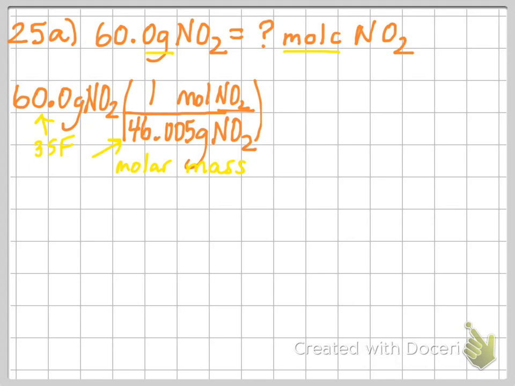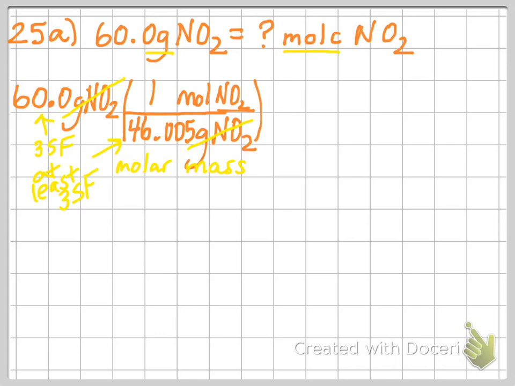Again, here you want to make sure, because this here has 3 significant figures, you want to make sure that this number here has at least 3 significant figures. You can use more than that, like I have, but you should use at least 3, okay? So we've used molar mass. We start to look at our units. Grams of nitrogen dioxide is crossing out, but I'm left with moles.